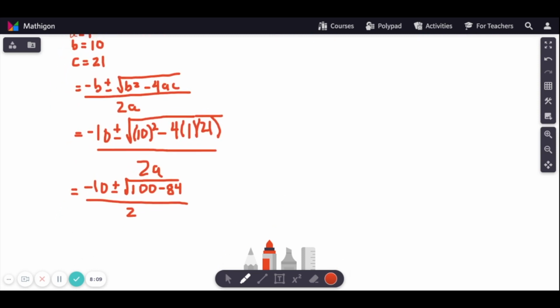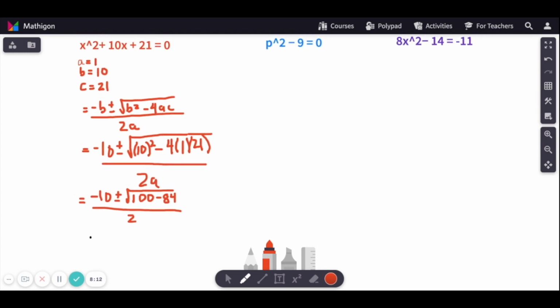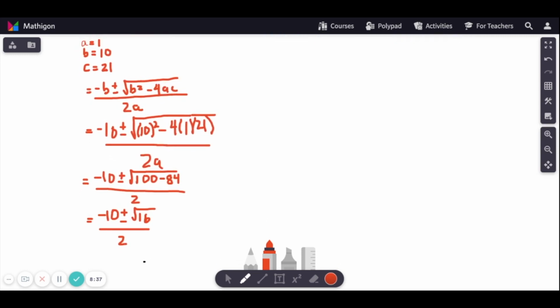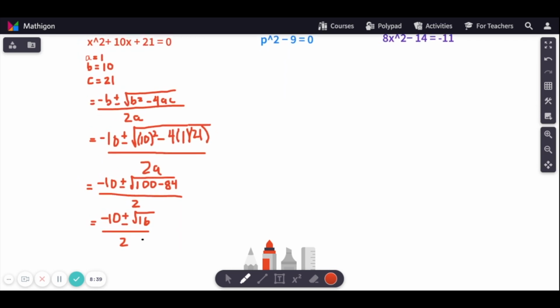Okay, so lagay ko lang po at or liitan ko, para nakikita nyo pa rin po yung kabuuan. Okay, so negative 10, plus minus, that is square root of 16. Tama po. Over 2. Okay. So, ayun, that is negative 10. Square root of 16 is 4.